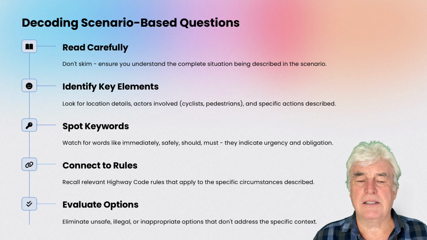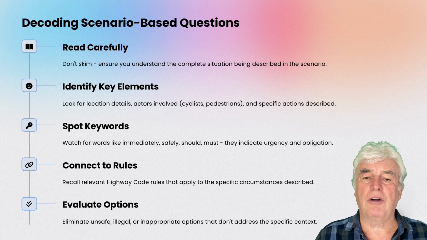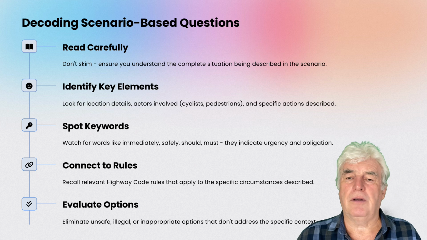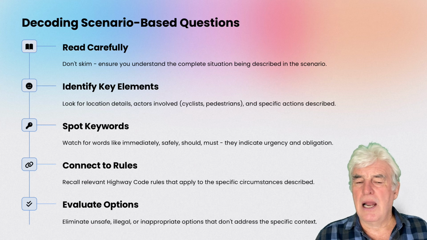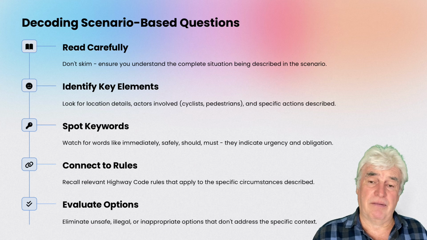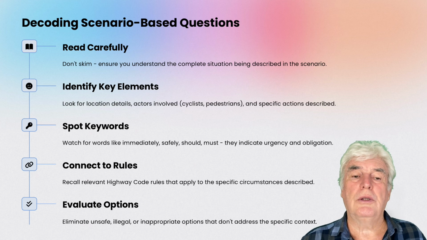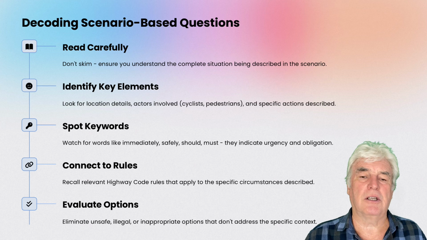Number 5, evaluate all answer options. Often, more than one answer may seem reasonable. Eliminate options that are unsafe, illegal, or do not address the specific circumstances.